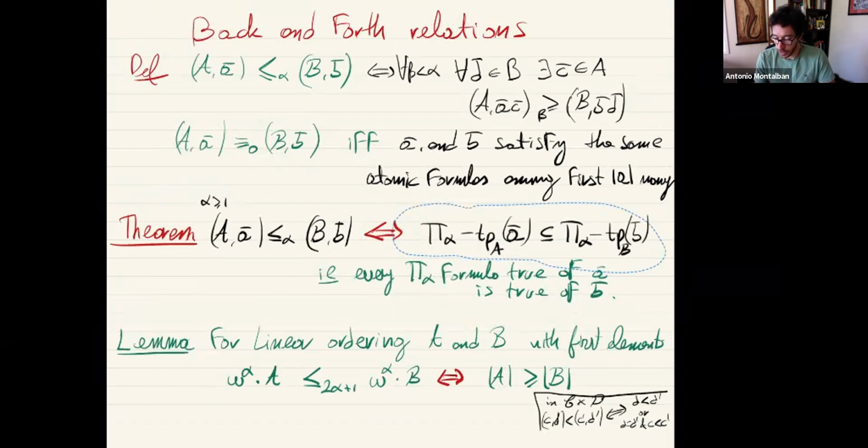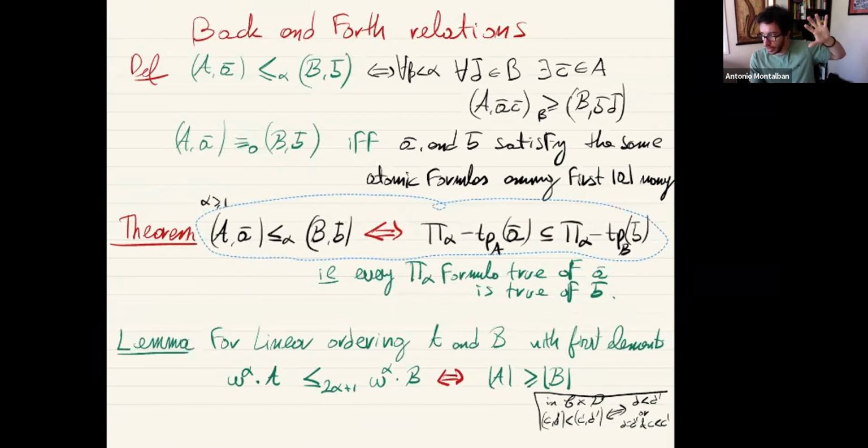So we use this, for instance, to show that the Scott rank of omega to the alpha is 2 alpha. That means that a Scott sentence for omega to the alpha needs to be pi 2 alpha plus 1, and there cannot be a simpler one. So that's one of the few ways to show that there is no simpler formula that describes omega to the alpha, for instance.